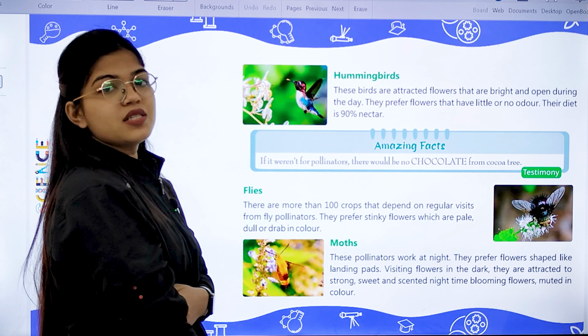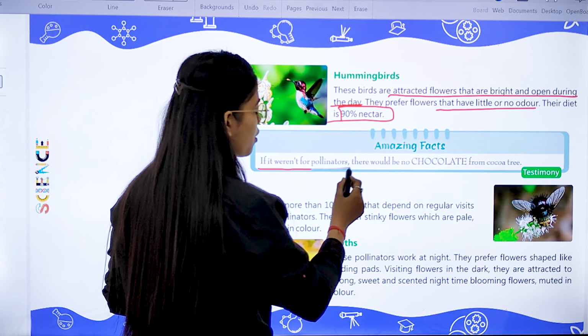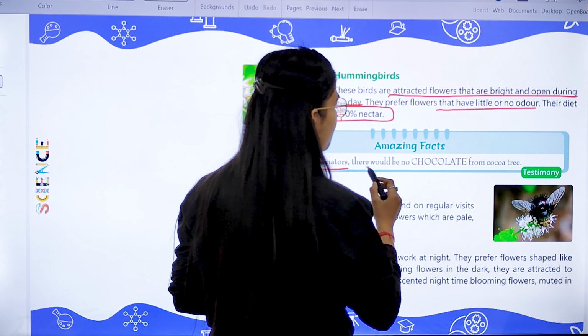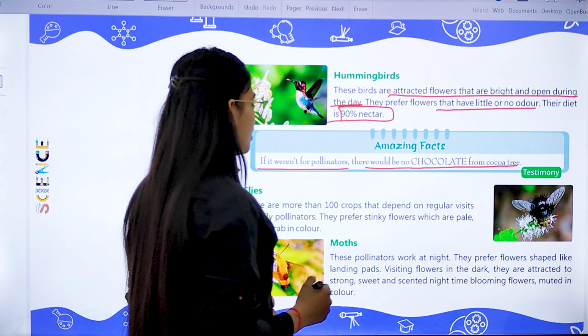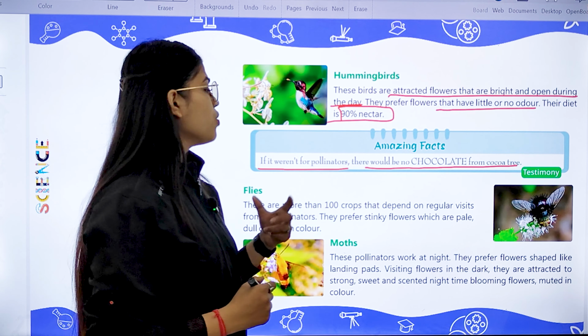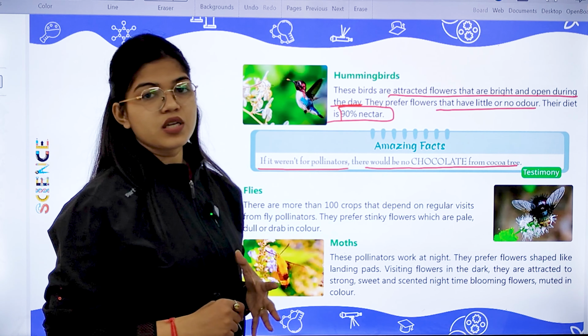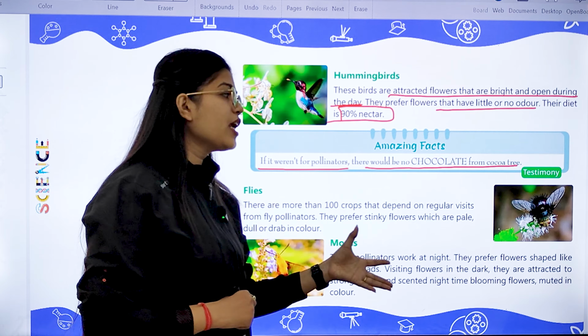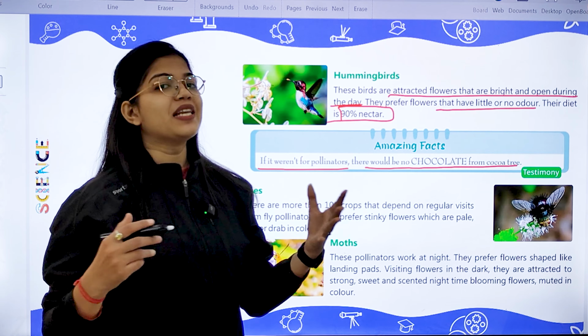Again, an amazing fact: if it were not for pollinators, there would be no chocolate from the cocoa tree. What they're saying is that if there were no pollinators in our nature, then there would be no chocolate from the cocoa tree which we commonly eat.